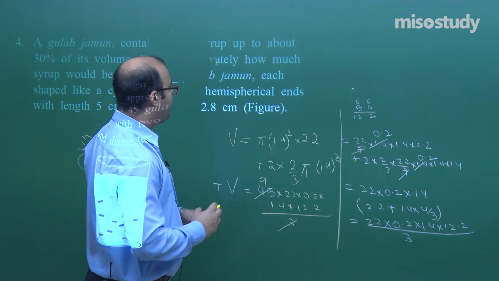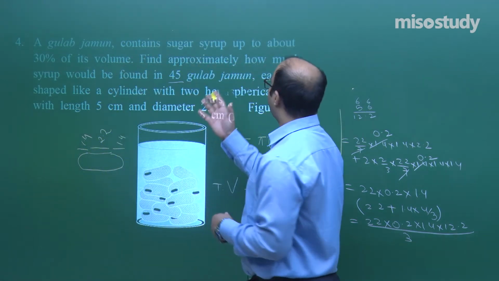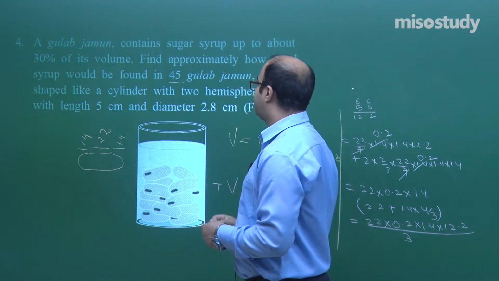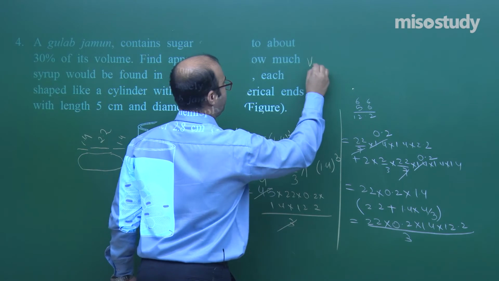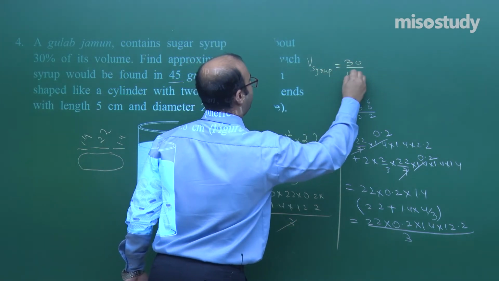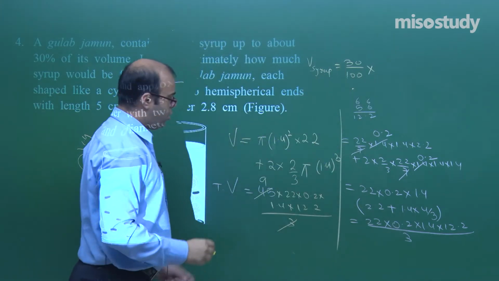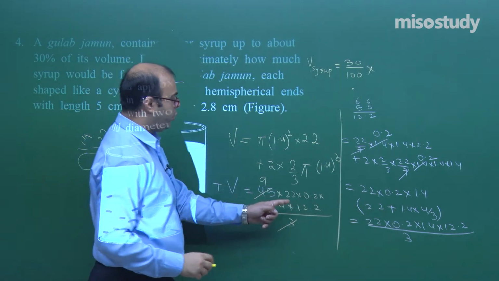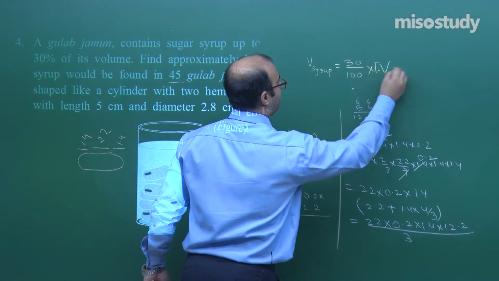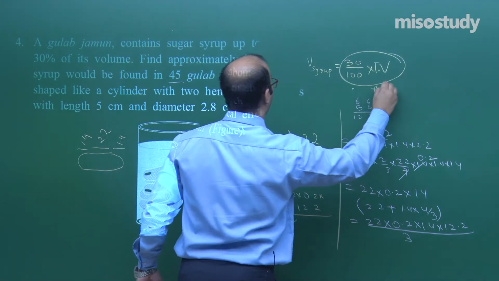But what we need is the volume of the syrup. Find approximately how much syrup would be found. So 30% of its volume is syrup. So we will say, volume of syrup is equal to 30% of this volume. So 30 by 100 into this value, which I am writing as V, the total volume. So this is the answer for volume of the syrup.